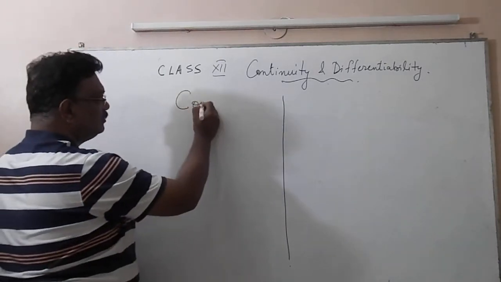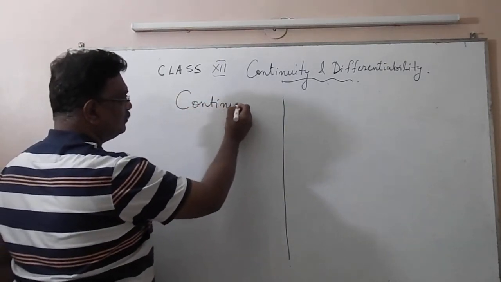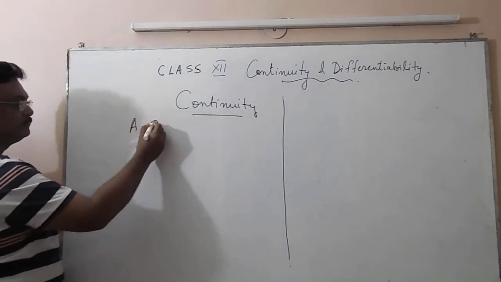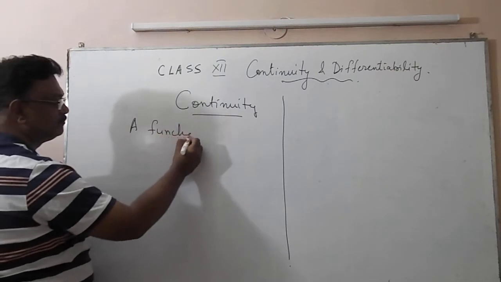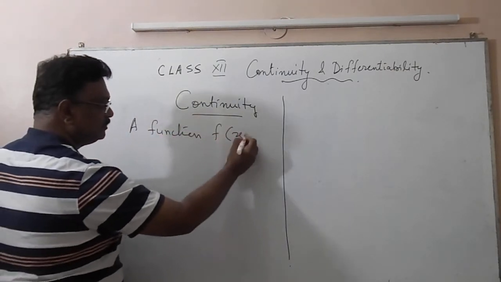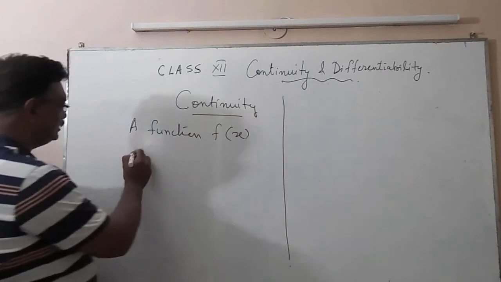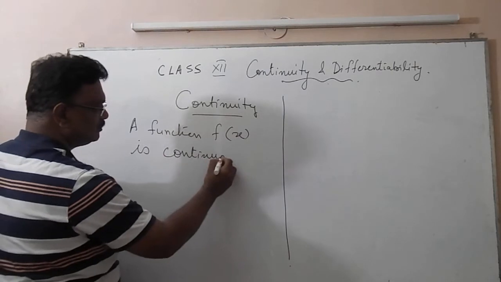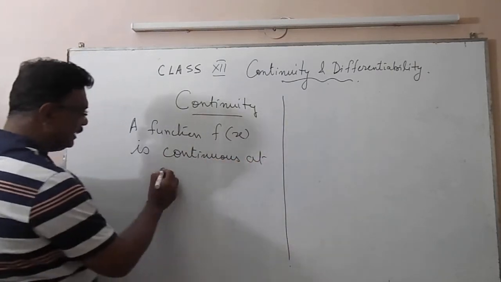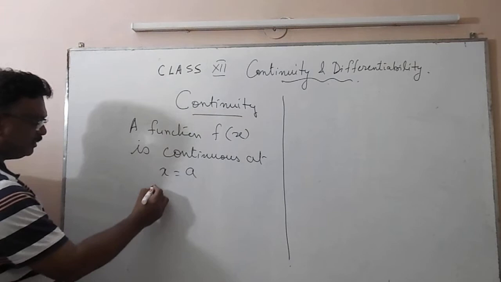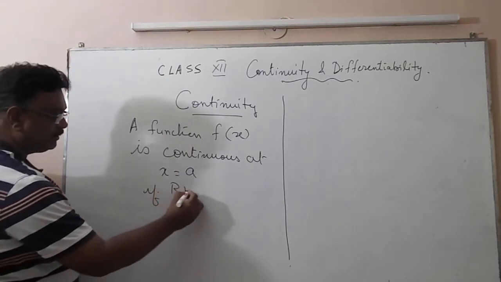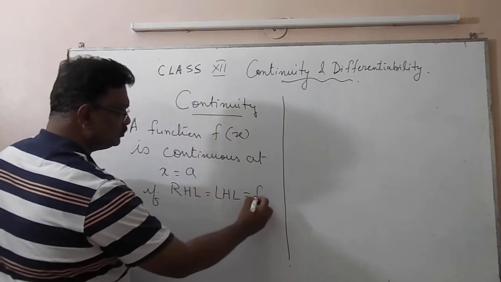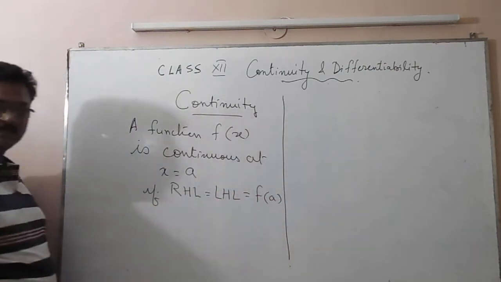First of all, continuity. It says that a function f(x) is continuous at x equal to a if the right hand limit is equal to the left hand limit is equal to the value of the function at that point.